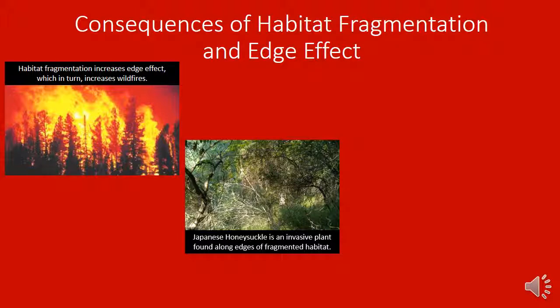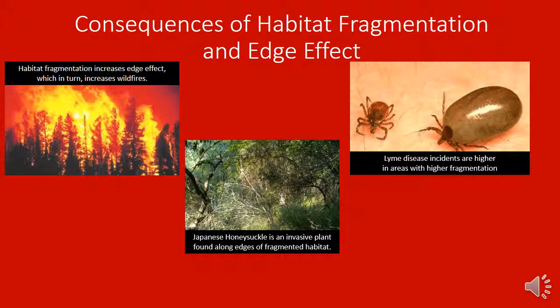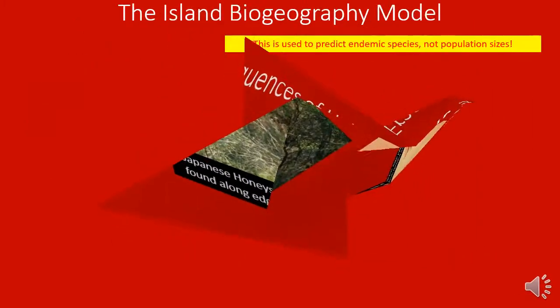Invasive species are often found along edges a lot more frequently, and they can spread from those areas. Things like Lyme disease are more prevalent in areas with higher fragmentation. So if we see big continuous forests, there's lower rates of people getting Lyme disease there than there are in fragmented habitats.